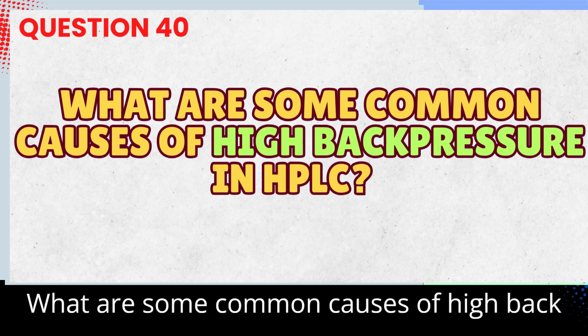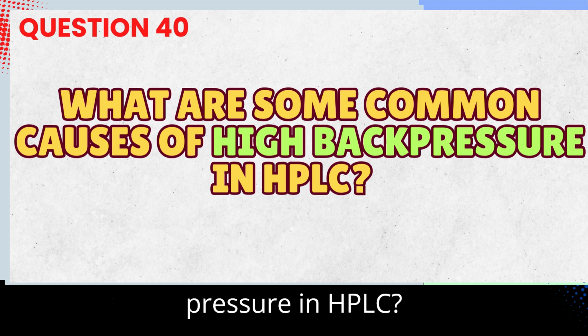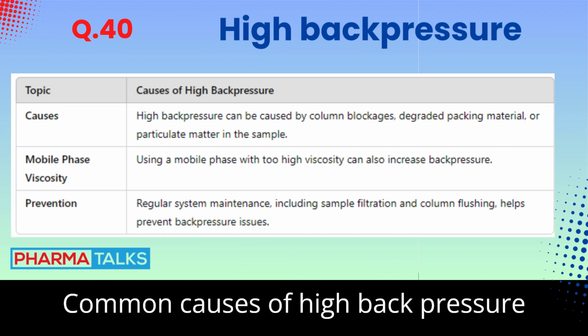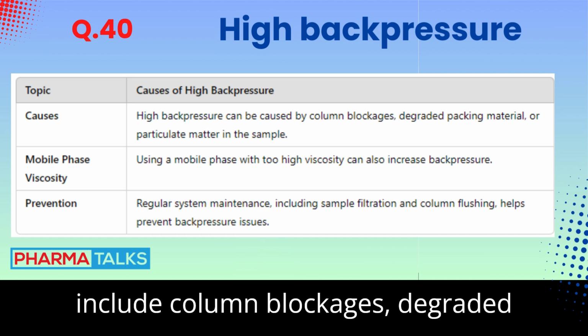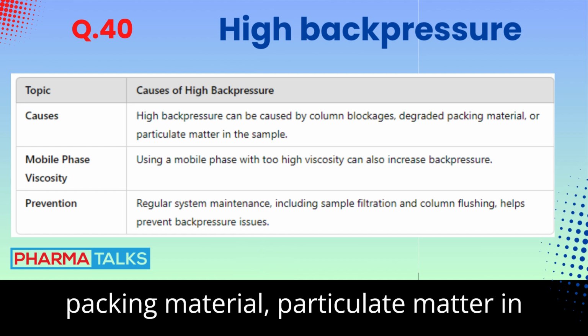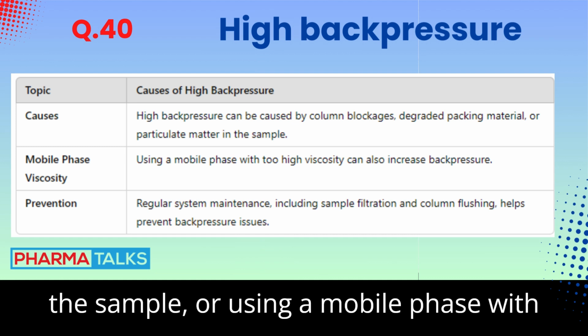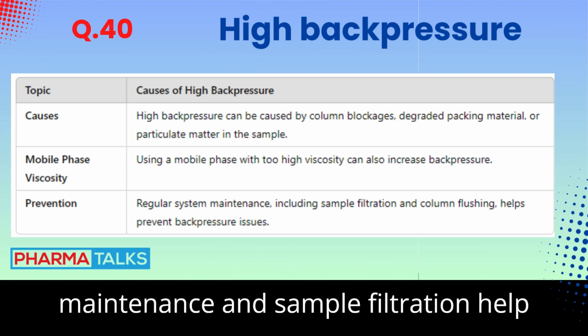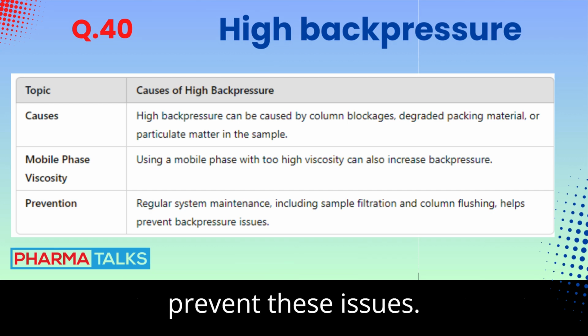Question 40. What are some common causes of high backpressure in HPLC? Answer. Common causes of high backpressure include column blockages, degraded packing material, particulate matter in the sample, or using a mobile phase with too high viscosity. Regular system maintenance and sample filtration help prevent these issues.